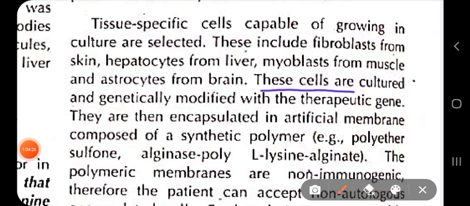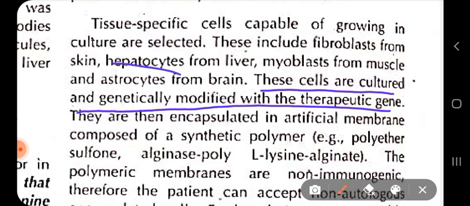Then these cells, after isolation, are cultured and genetically modified with our therapeutic gene. If you are targeting to rectify a disease related to the liver, then we have to isolate the hepatocytes. If we are trying to rectify a disease related to muscles, we have to take out the myoblasts from the other individual, or astrocytes from the brain.